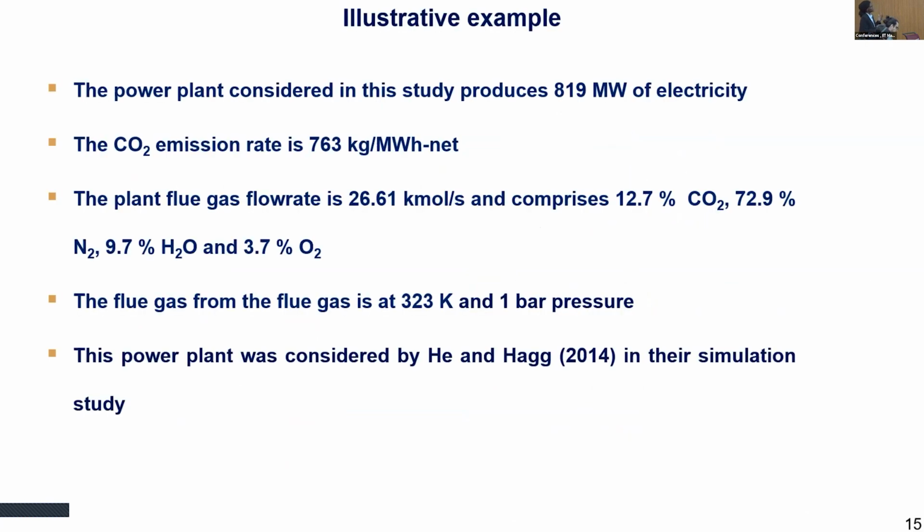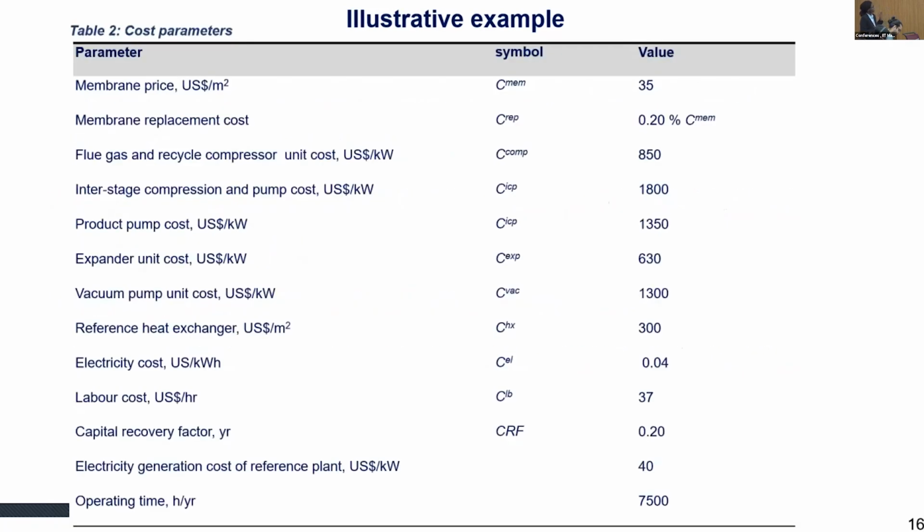The example that we sought to use was this example by He and Heck in 2014 in their simulation study. The power plant that was considered in the study produces 819 megawatts of electricity. The CO2 emission was 763 kg. The flue gas flow rate was 26.61 kilometers. These are the cost parameters that are taken from the same literature source.